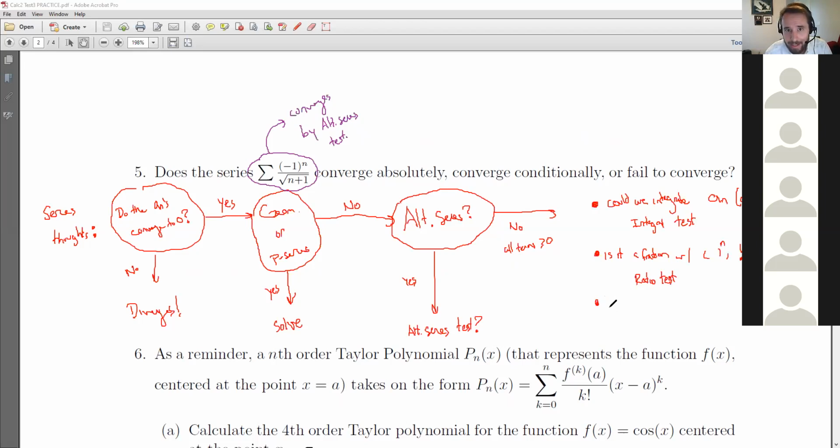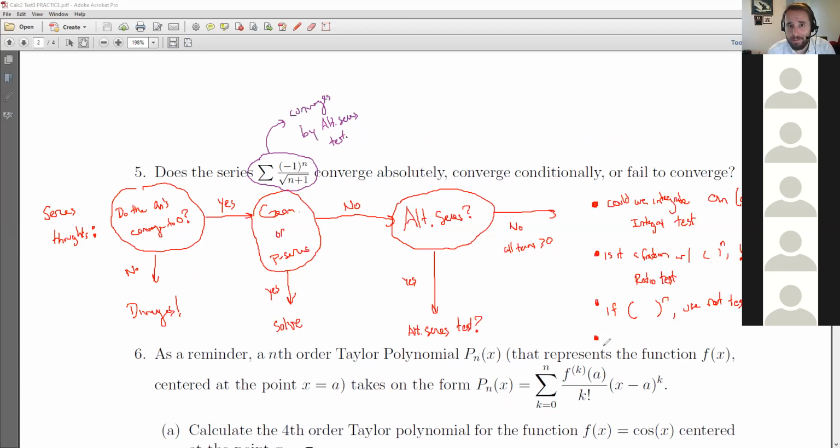If it just has an expression raised to the n, so if the entire thing is raised to the n, try to use the root test, right? The nth root test. Because then when you take the nth root, you'll cancel out that n in the exponent, and that will make it a lot easier to deal with.